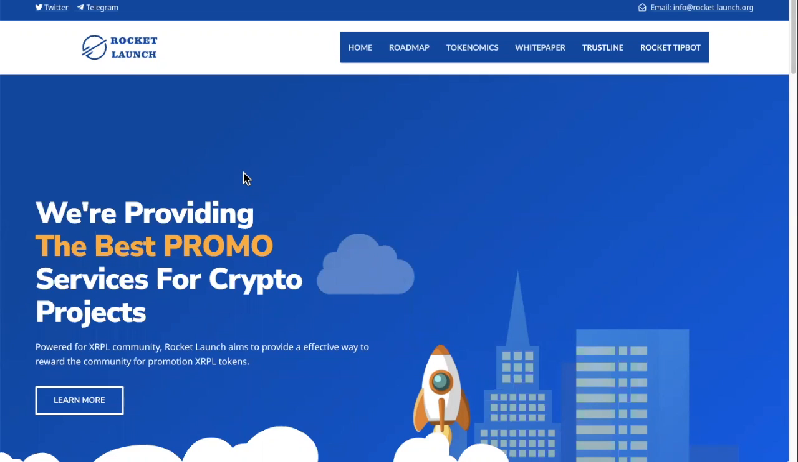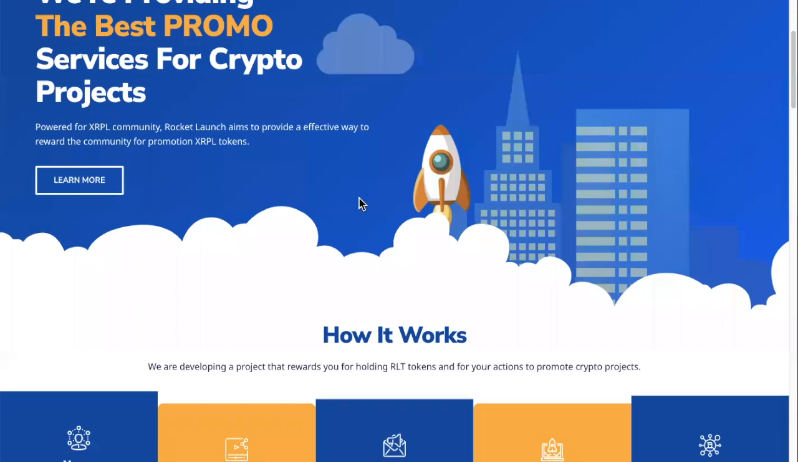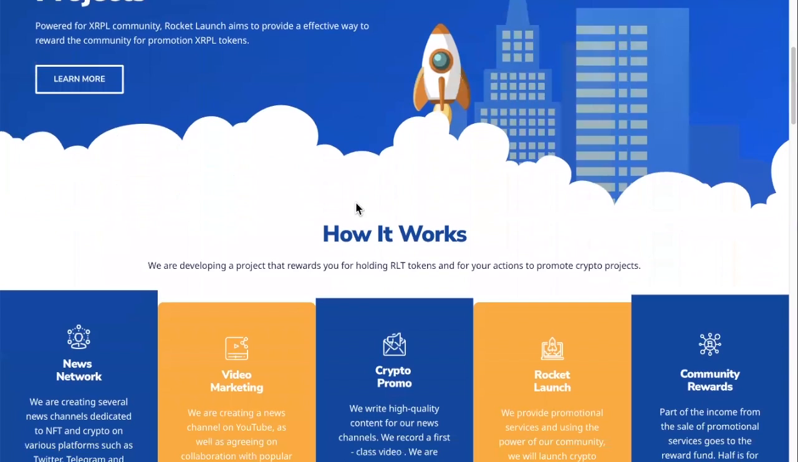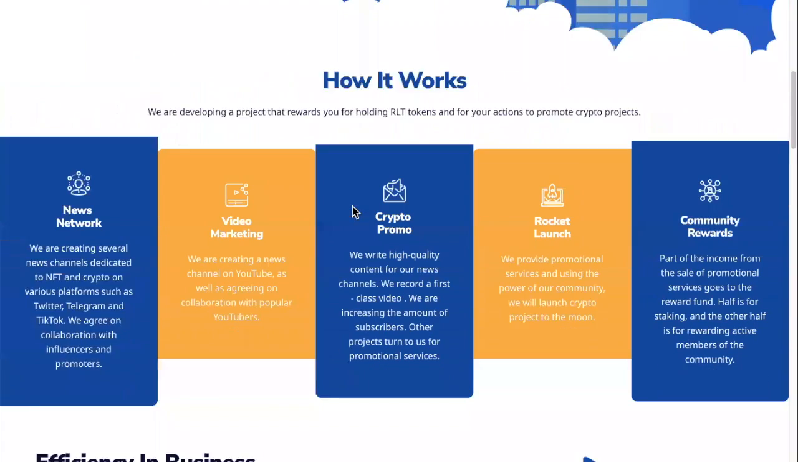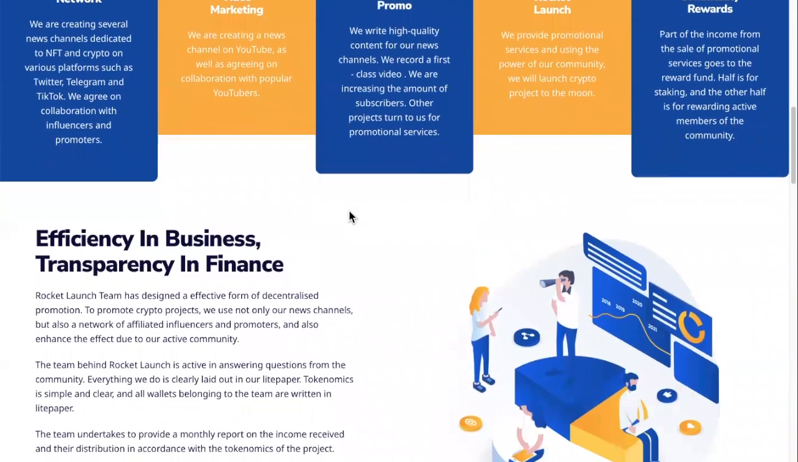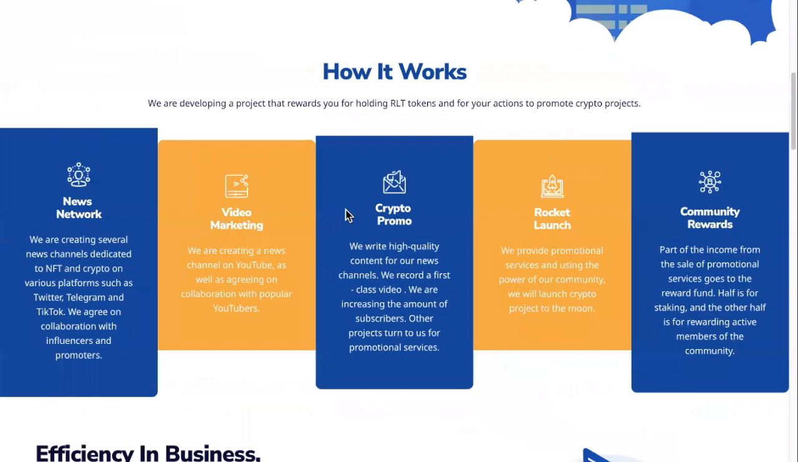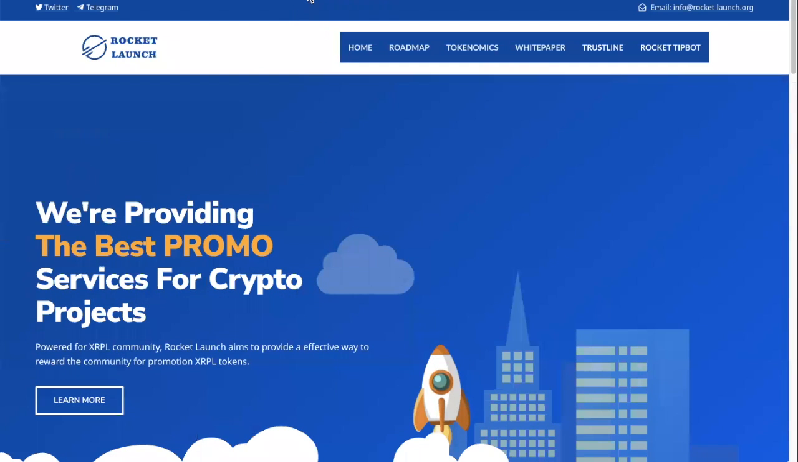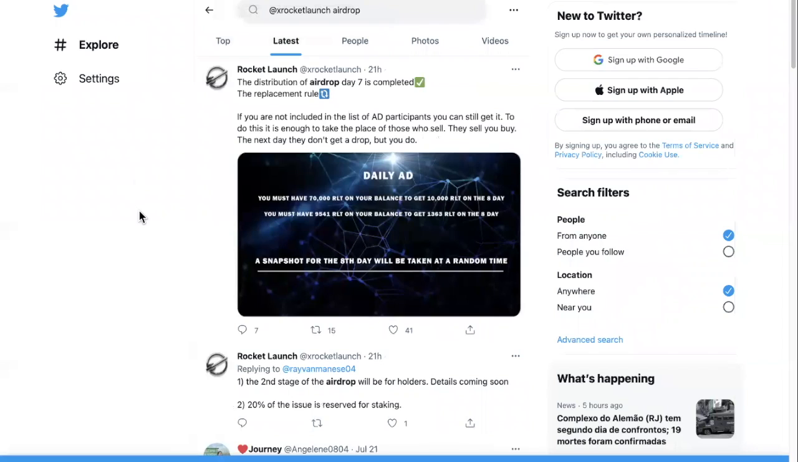So today we have a quick update on the Rocket Launch project, right? We have a little airdrop going on at the moment. Yeah, it was a YouTube video we did about two weeks ago about a project that promotes upcoming projects, basically. Yeah, exactly. And they had an airdrop that started about a week ago now. Nice.